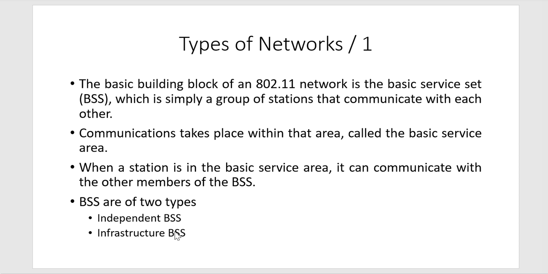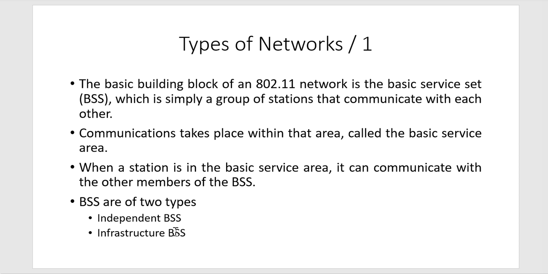Then the types of networks. If you look at the basic building block, though on a small scale, that is BSS, basic service set, which is simply a group of stations that communicate with each other. Communication takes place within an area called the basic service area. If a station is in the basic service area, it can communicate with other members of the BSS.